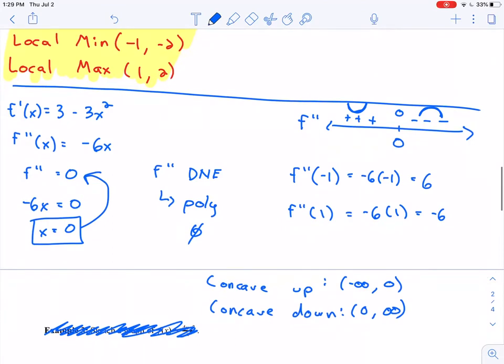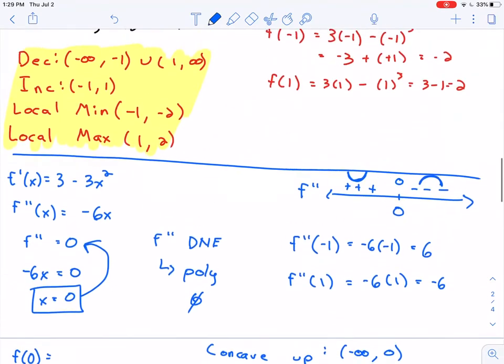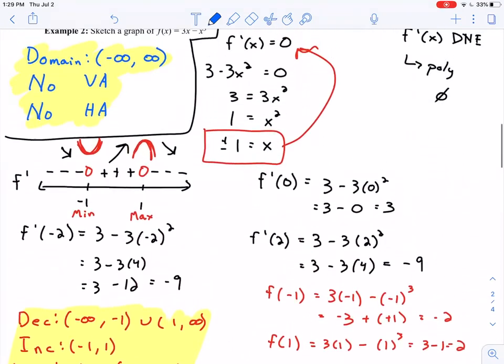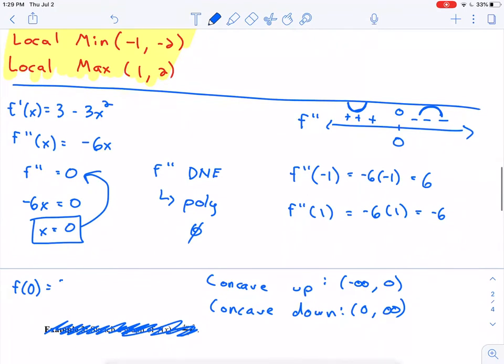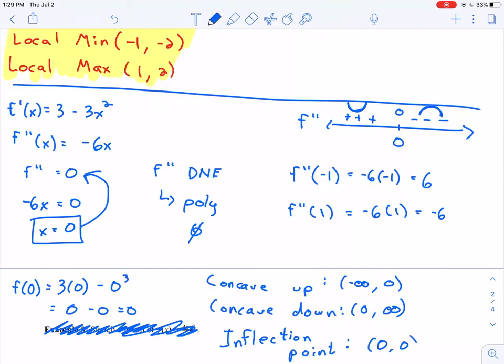So I'll need to take 0 and plug that into my original function, which, boy, I don't remember what that is. 3x minus x to the third. So 3 times 0 minus 0 to the third. I'll have 0 minus 0, which gives me 0. So that means I have an inflection point at 0, 0.